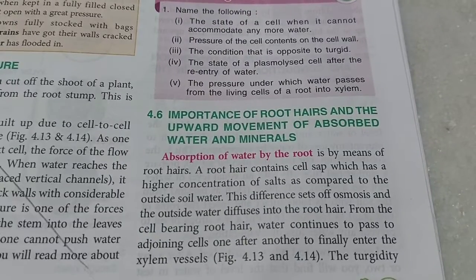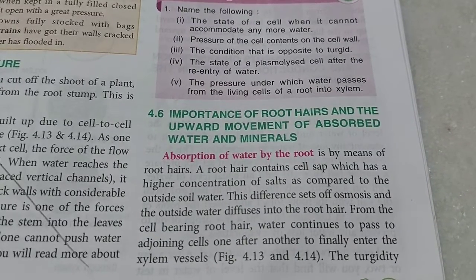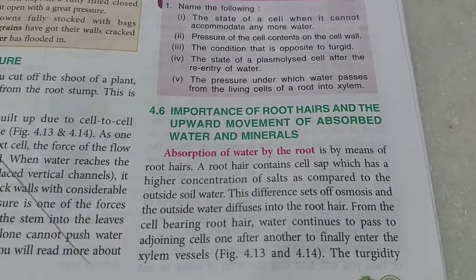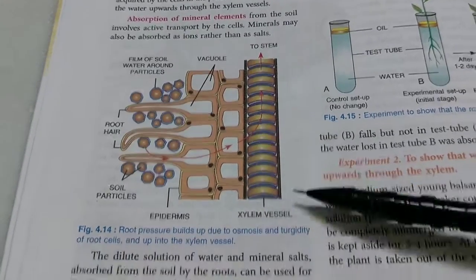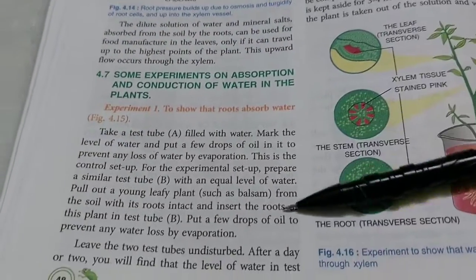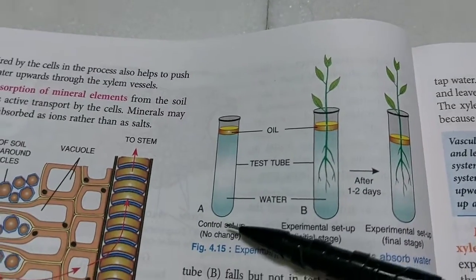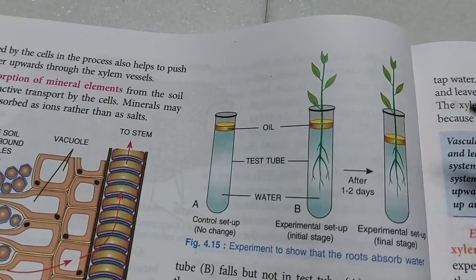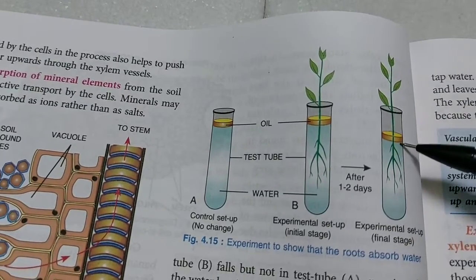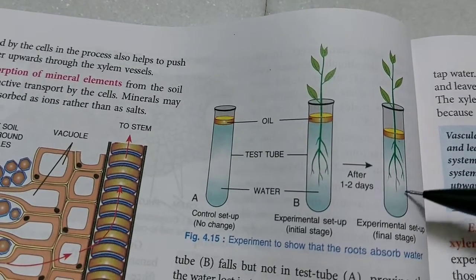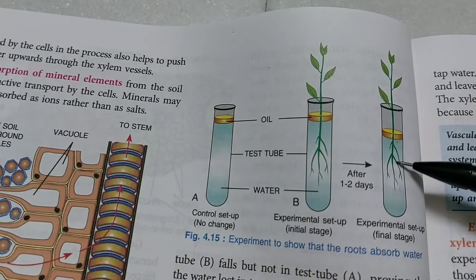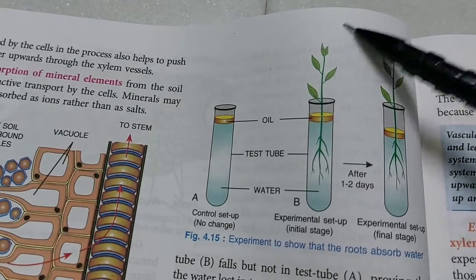Well, only when the water is absorbed will it be transported to all parts of the plant, and along with it even minerals can be transported, which is shown in this. Now let's do some experiments. First of all, in this diagram we can see that we have a control with no plant, and we have a plant out here. Now notice that only in this one is the water level falling, and it is because of absorption of water by the roots. There is oil on top, making sure that there is no evaporation.